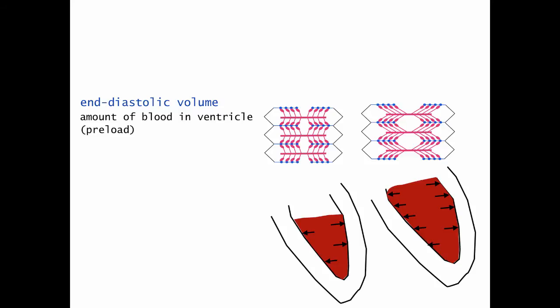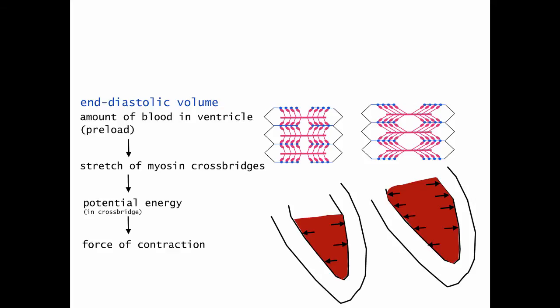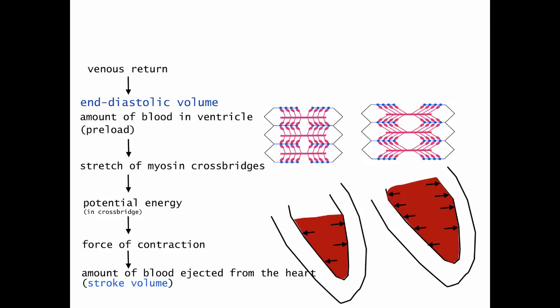So to summarize what we've just discussed, the end diastolic volume, which is the amount of blood in the ventricle, i.e. its preload, will stretch the myosin cross bridges. This results in potential energy generation in the cross bridges and affects the force of subsequent contraction. The stronger the force of contraction, the greater the amount of blood ejected from the heart, and that we know is stroke volume.